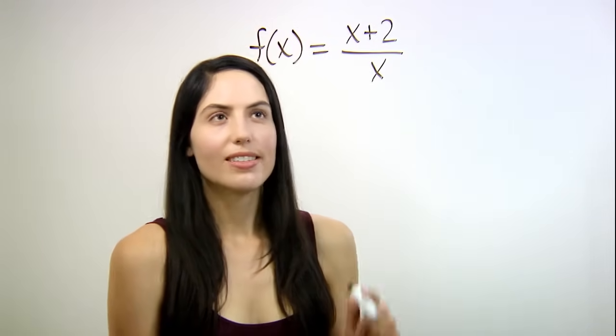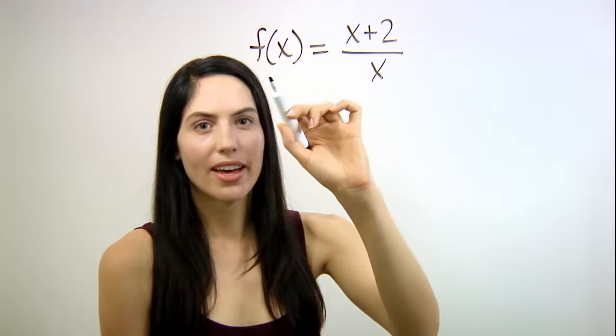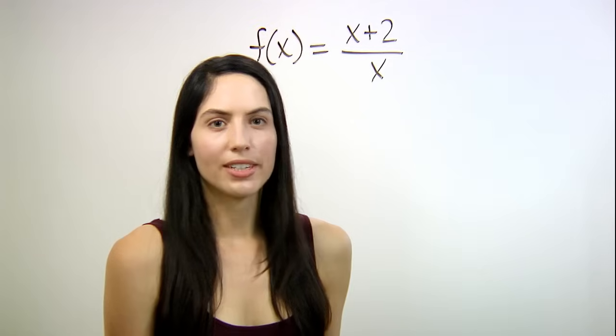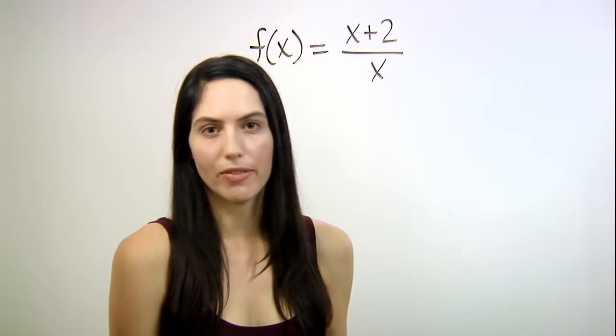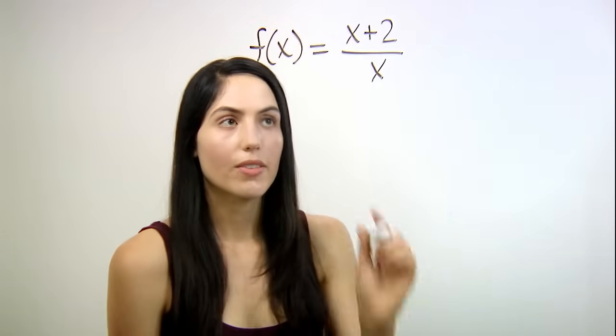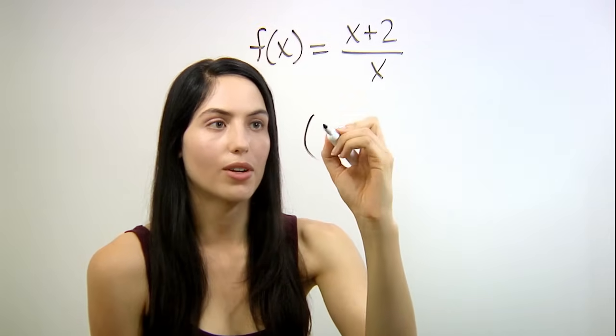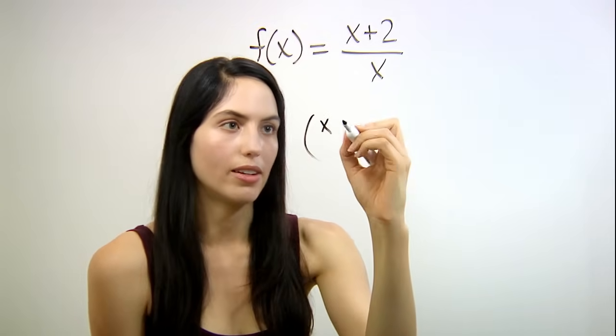Okay, so say you have a function like this, f of x equals x plus 2 over x, and you need to find the inverse, if it exists. Of course, for this function, we also need to keep in mind that x cannot equal 0 because we can't divide by 0.